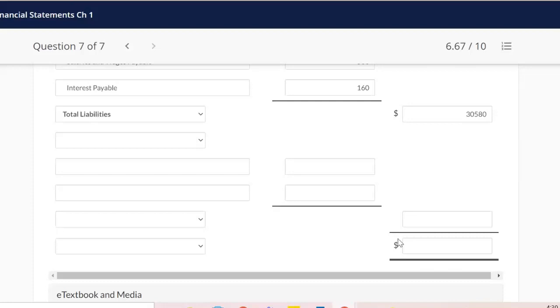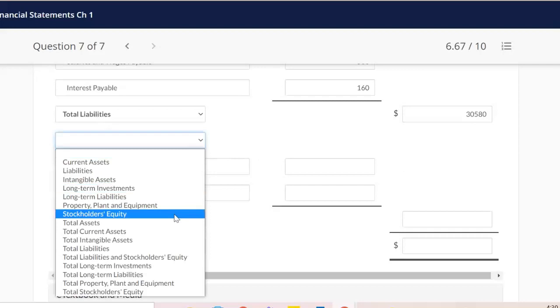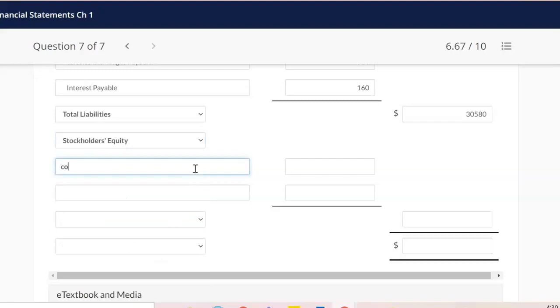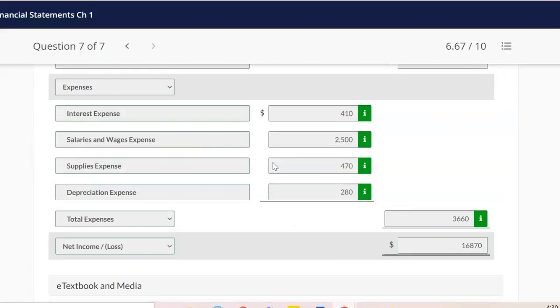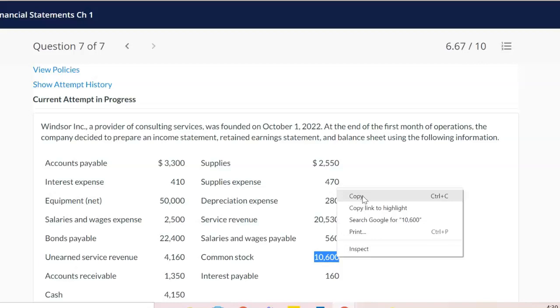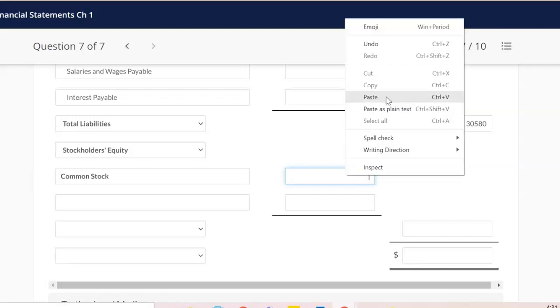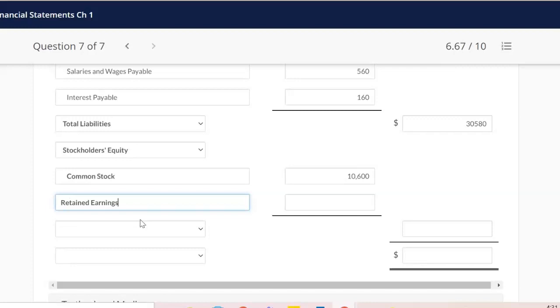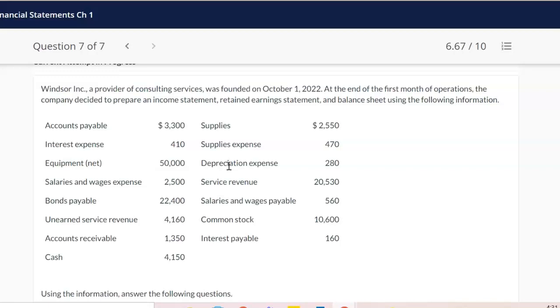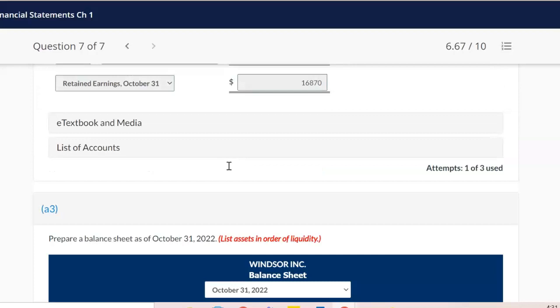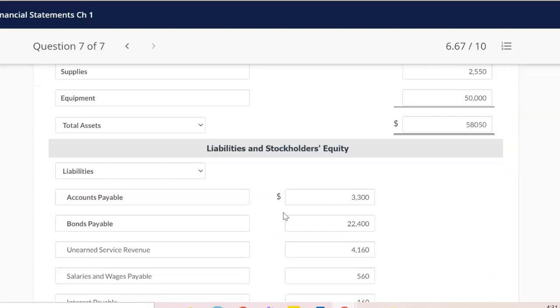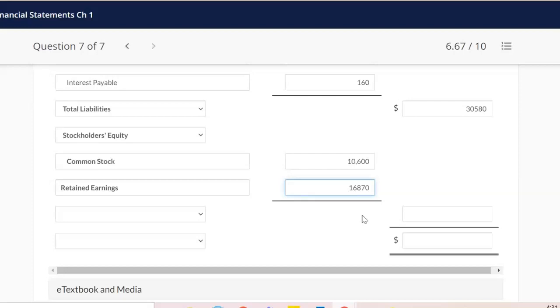All right, now, shareholders' equity, or what are they going to call it? Shareholders' equity. First of all, common stock. Yeah, there you go. You have to just type it in and get the number. How much common stock? You're in the income statement. We're in the balance sheet. Okay. Retained earnings. Now go back. There you go. Now go back to your retained earnings statement. No, you're not going to find it up there. Where's your retained earnings statement? Right there. Copy that. 16870. Okay. Add those two. Total shareholders' equity.